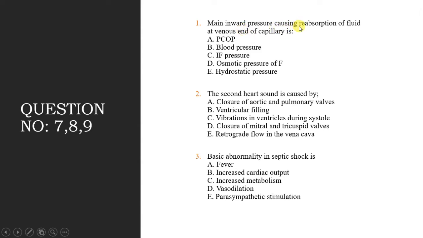The inward pressure causing a resorption of the fluid at the venous end of the capillary is: plasma colloid osmotic pressure, blood pressure, interstitial fluid osmotic pressure, hydrostatic pressure.